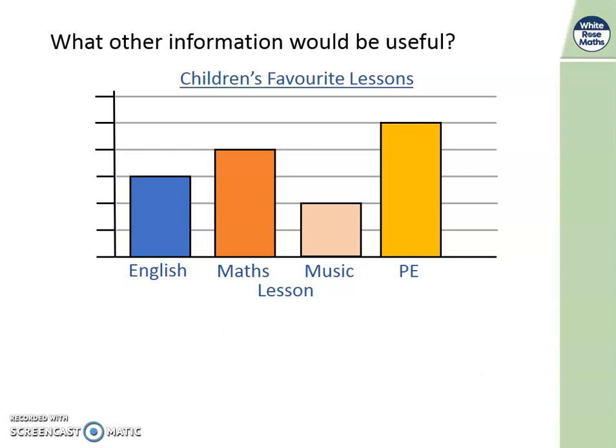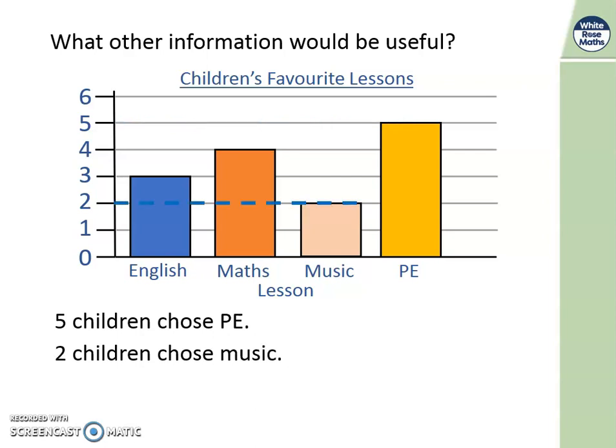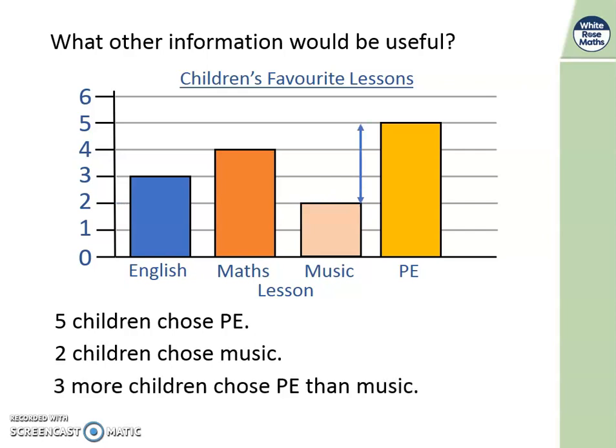Let's have a look. What other information would be useful? I wonder if you've noticed that we don't know the information up the sides. We don't know how many children voted for each lesson. So it'd be useful to have the scale up the side, and you can see here it goes up in ones. So what information can we see? 5 children chose PE. We can see that 2 children chose music. And we can see that 3 more children chose PE than music.